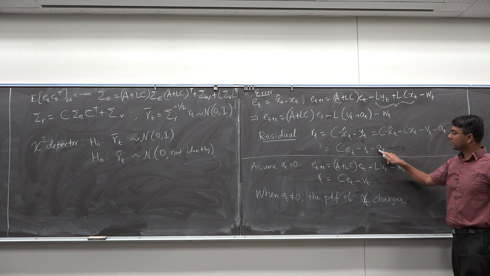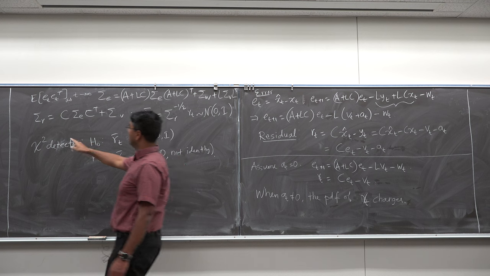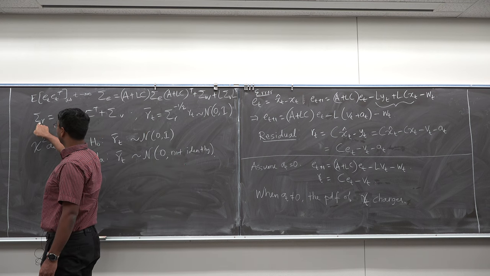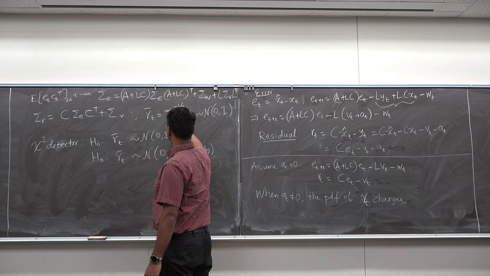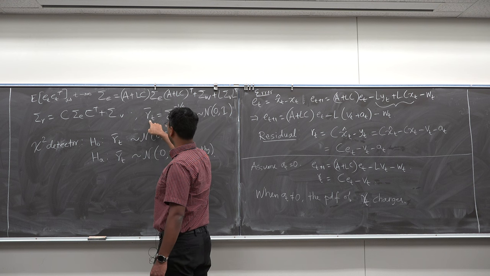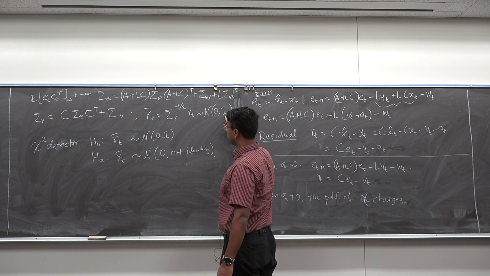Now, if the attacker is not present, then I know that the covariance of the residual is going to look like this. I'm going to normalize the residual by pre-multiplying it by this matrix in order to get something which is mean zero and covariance is identity matrix.